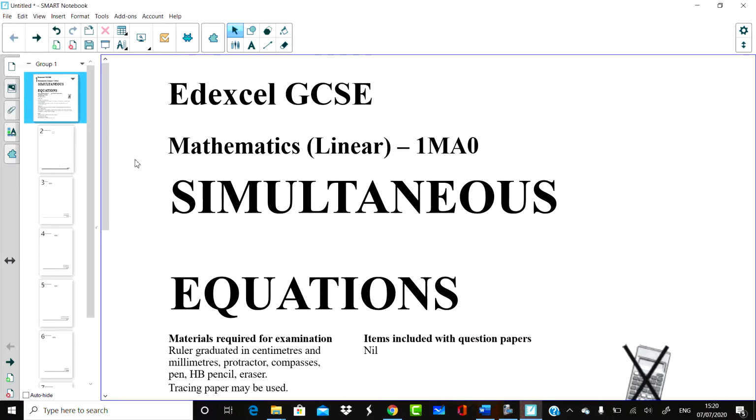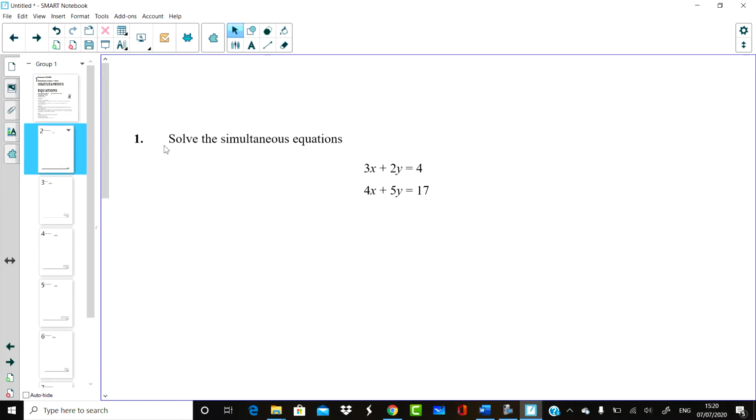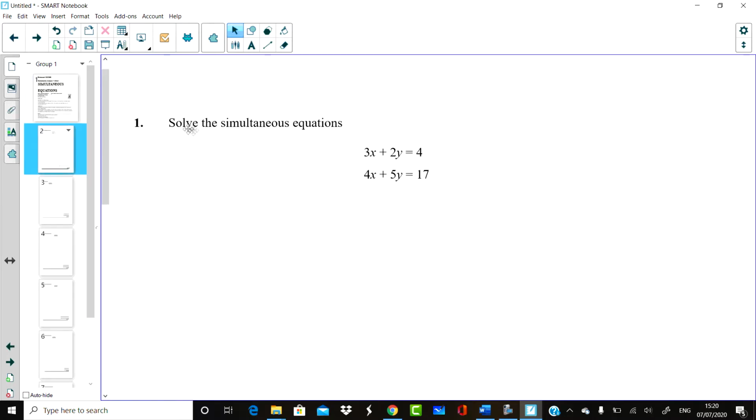We'll be covering simultaneous equations in today's lesson, and we'll be just going through some questions on how to answer them. So the first question here says solve the simultaneous equation.